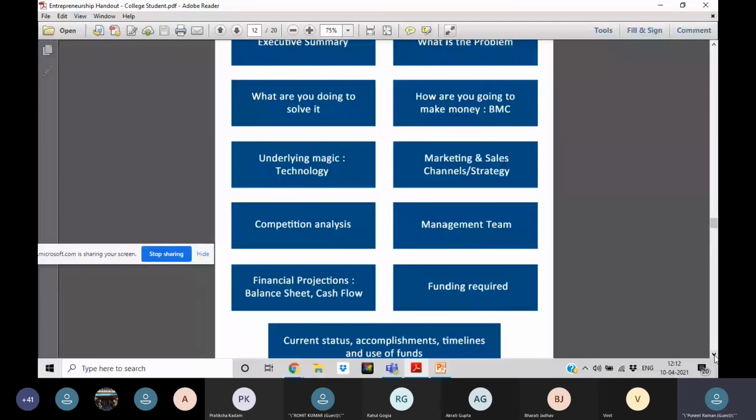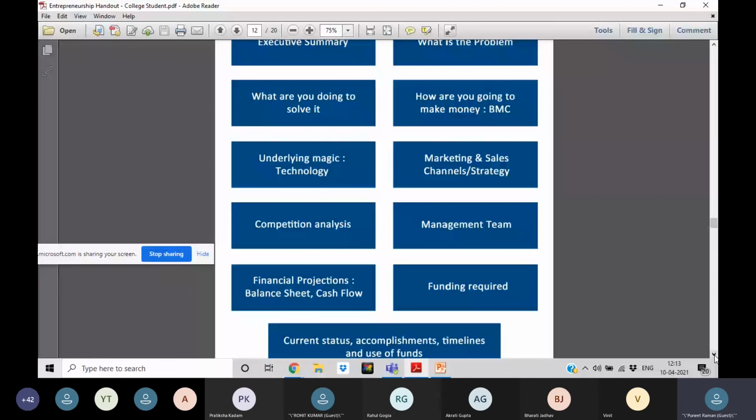You can then start with what is the problem you are trying to solve through your business. Now, the problem is from the customer's point of view. The problem is not from your point of view that you want to earn more money. The problem is from the customer's point of view. The second is what are you doing to solve it, which can be your idea. Idea is nothing but a solution to a problem.